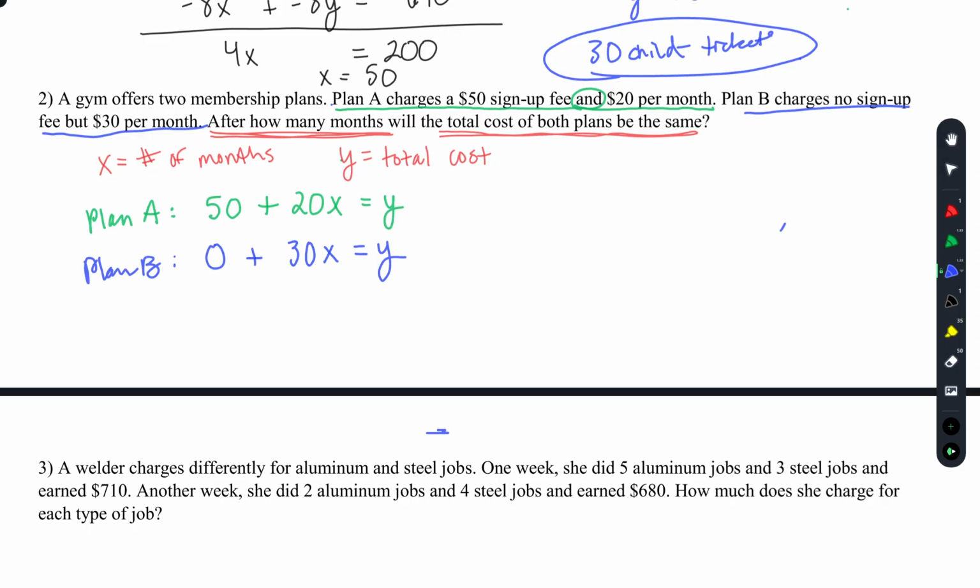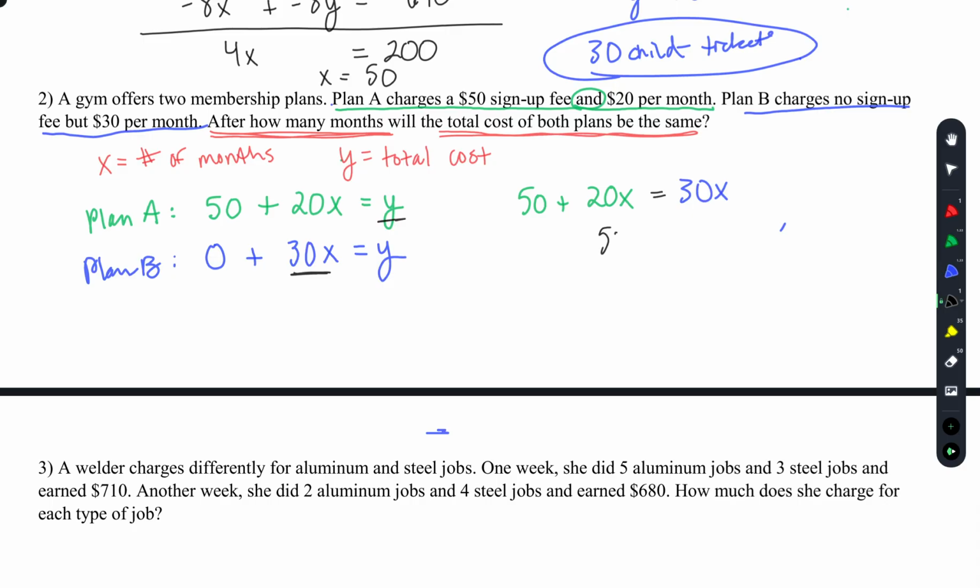Sometimes they both have a sign-up fee. It just depends on the problem. And for solving it, I'm for sure going to do substitution. I think it's so much easier. For substitution, I'm going to put this in for Y over here. So it's basically 50 plus 20x, and I'm going to set that equal to 30x. Doesn't that make sense? Just set the Y's equal. I'm just replacing Y with 30x. And now I'm going to solve it.